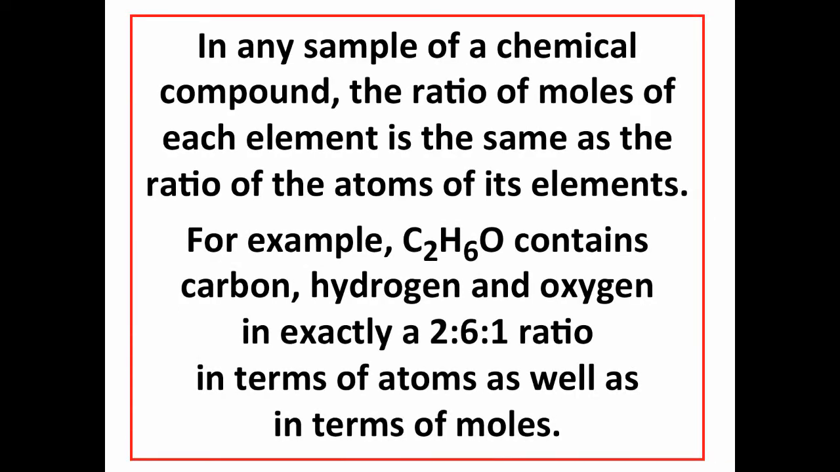So this is an important summary concept. In any sample of a chemical compound, the mole ratio of the elements is going to be the same as the atom or potentially ion ratio of the things that make it up. And we just saw this with a 1 to 1 ratio for lead and sulfur. But if we have the molecular compound C2H6O, then that's going to contain carbon, hydrogen, and oxygen in exactly a 2 to 6 to 1 ratio, both in terms of atoms and in terms of moles.